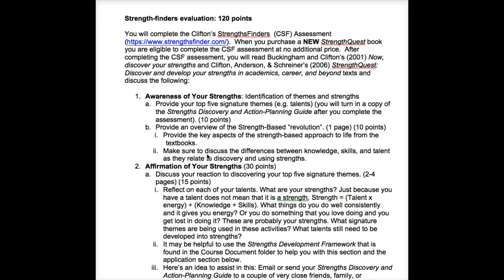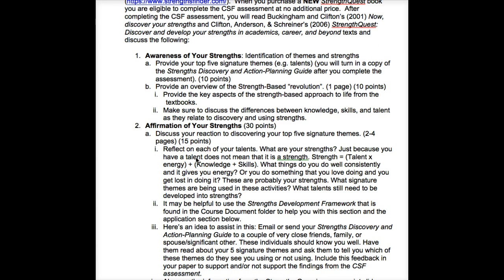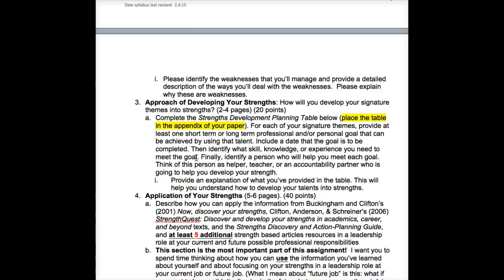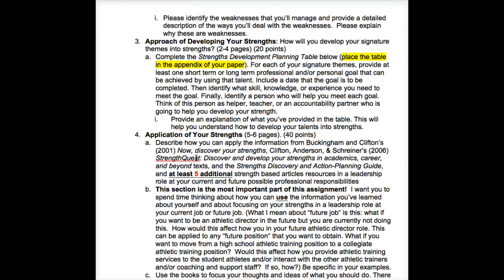Then you'll read the Buckingham and Clifton Now, Discover Your Strengths book, and the Clifton, Anderson, and Schreiner StrengthsQuest book. And then you're going to write a paper based on the textbooks and your Clifton Strengths Finder assessment. So I have this paper divided up in a bunch of A words. So you have awareness of your strengths, affirmation of your strengths, approach of developing your strengths, application of your strengths.